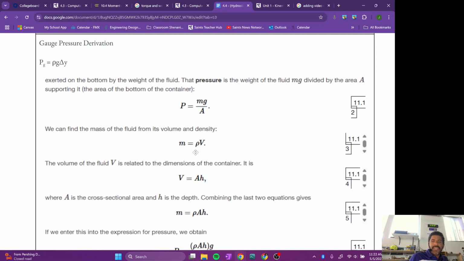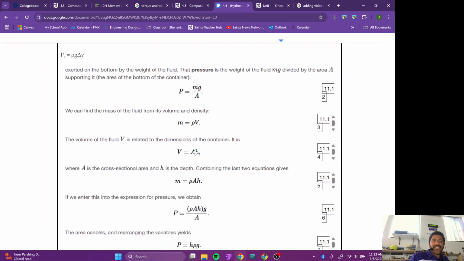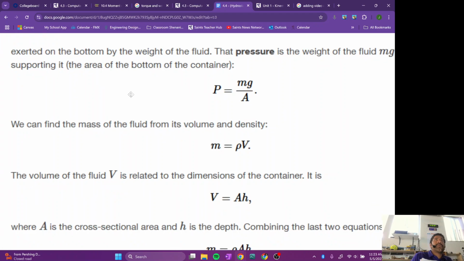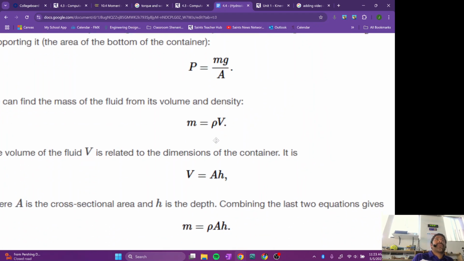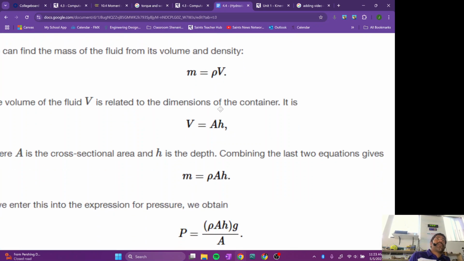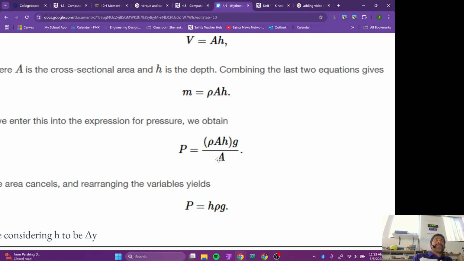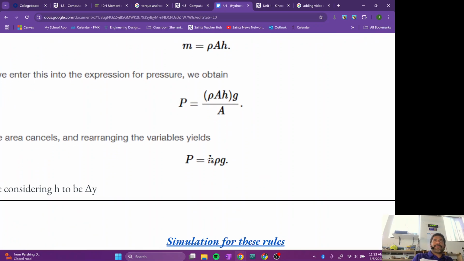This is the derivation for how we get that the gauge pressure is equal to the density of the fluid that you're in times the gravitational field times the depth that you're submerged underneath the fluid. Because you take the weight and divide by the area, you get the weight from density times the volume times gravity, divided by area.